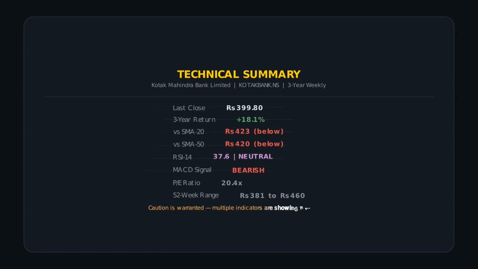The stock has returned plus 18.1% over 3 years. RSI is 37.6, neutral. MACD is bearish. Price is below the 50-day moving average. Caution is warranted. Multiple indicators are showing weakness. Remember, this is math. Every number here has a formula behind it.